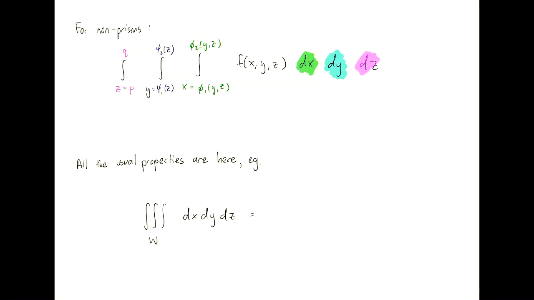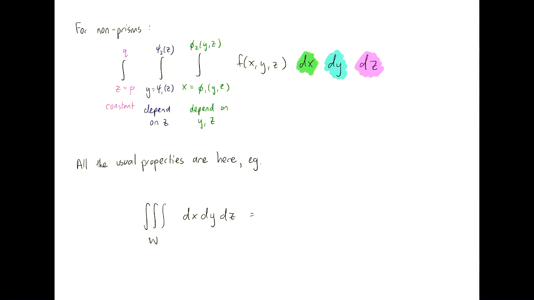So it's important that you get these orders right. So this can depend on y and z, the 2 integrals left to do. This can depend on z, but not y, but not x, and these have to be constant.